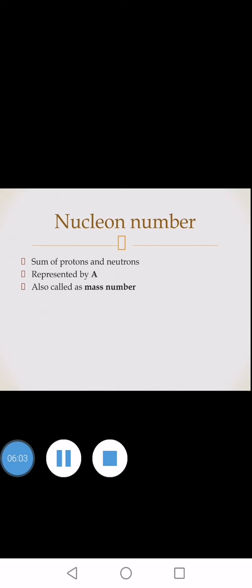What is the nucleon number? As I have told you in the concept web, the sum of protons and neutrons is called the nucleon number, also called the mass number, and it is represented by A. As you can see, the mass number is represented by A and the proton number by Z, and this is how we write an element. The last topic is isotopes.